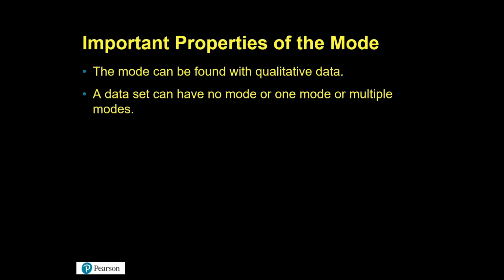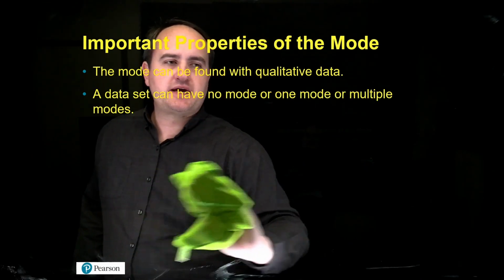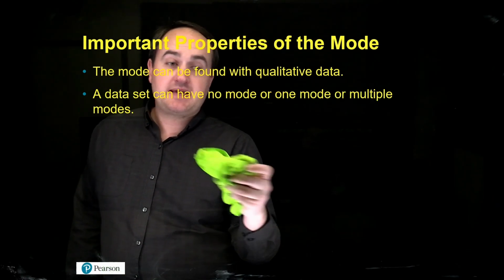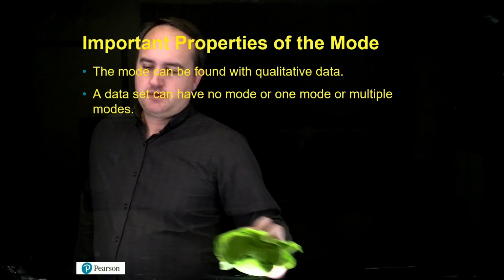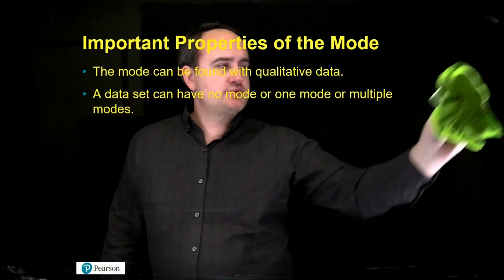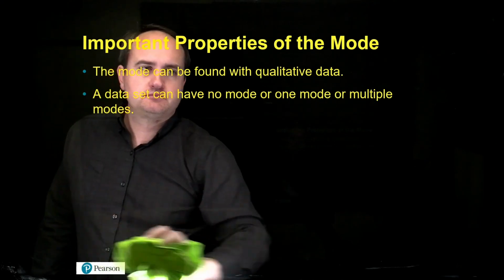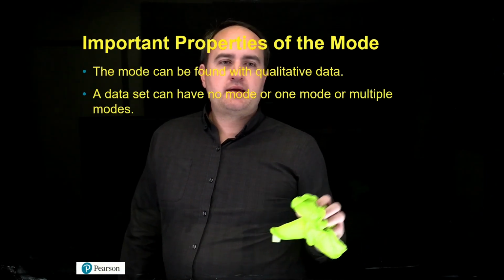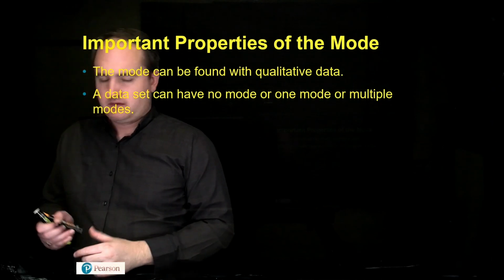The mode can be found with qualitative data. This is the only measure of center that we're learning about, in this video at least, that can be found with qualitative data. Now remember that qualitative data is actually the same as categorical data. So categories or names rather than numbers. Okay, so how can it be done with qualitative data?